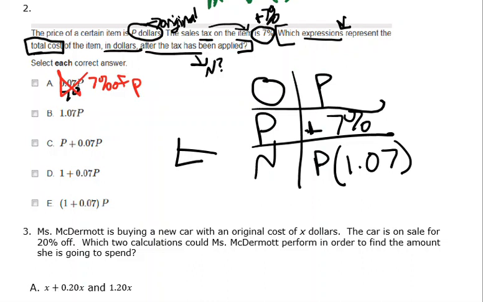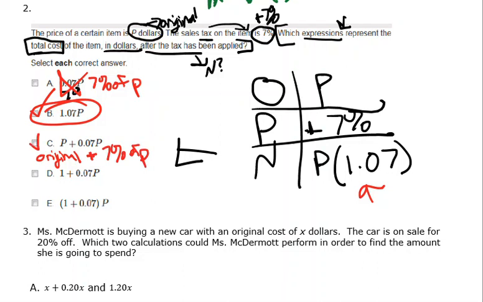Here I have 1.07 times P, and what I see is that's actually basically what I put over here as my answer. I like this answer. It's correct. This is one of the ones I'm going to choose. Now I have P plus 0.07 times P. So basically, this is the original plus 7% of the original. And yeah, that's actually going to give me the cost plus tax. So I'm also going to circle C as one of my potential correct answers.